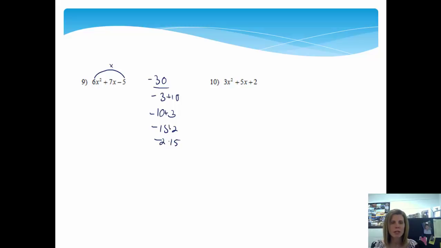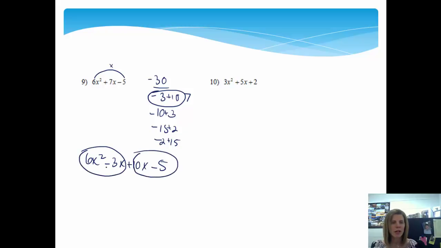Put some plus signs in between. Negative 3 plus 10 is 7. Oh, guess what? I'm usually on the last one. I'm going to stop right here because I found one that worked. So we are going to split it: 6x squared minus 3x plus 10x minus 5. And now I'm ready to factor by grouping.